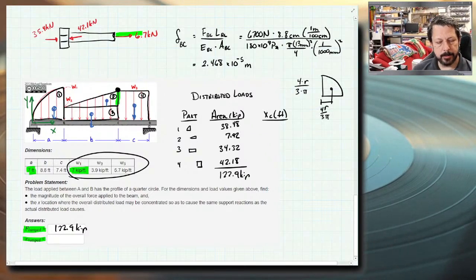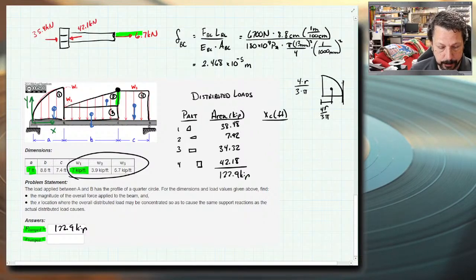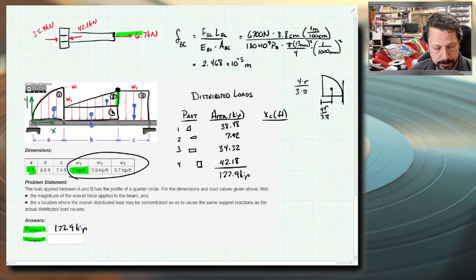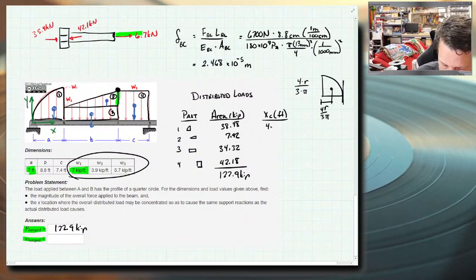And what we actually want is the distance from here. We have a mirror image of the picture I drew here. So the distance between the centroid and the y-axis for part 1 is actually a minus 4r over 3 pi. So 7 feet minus 4 times 7, the radius, over 3 pi. So 4.029 feet. The triangle is similar.